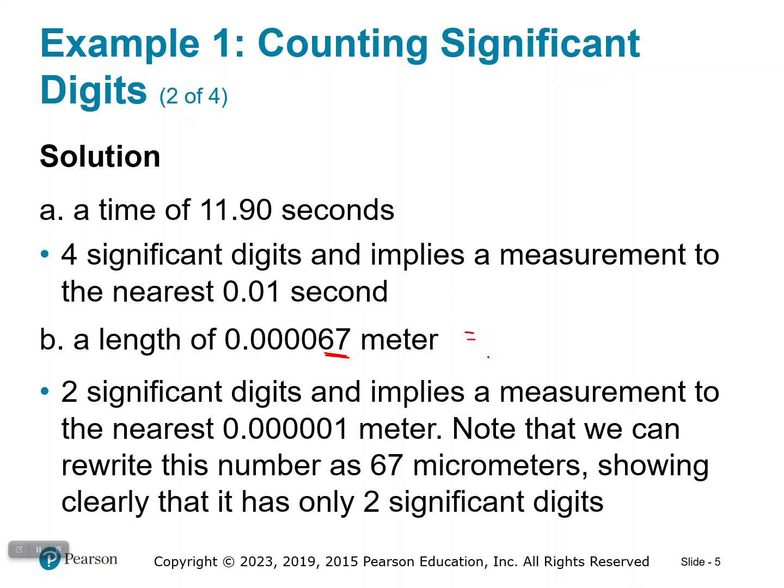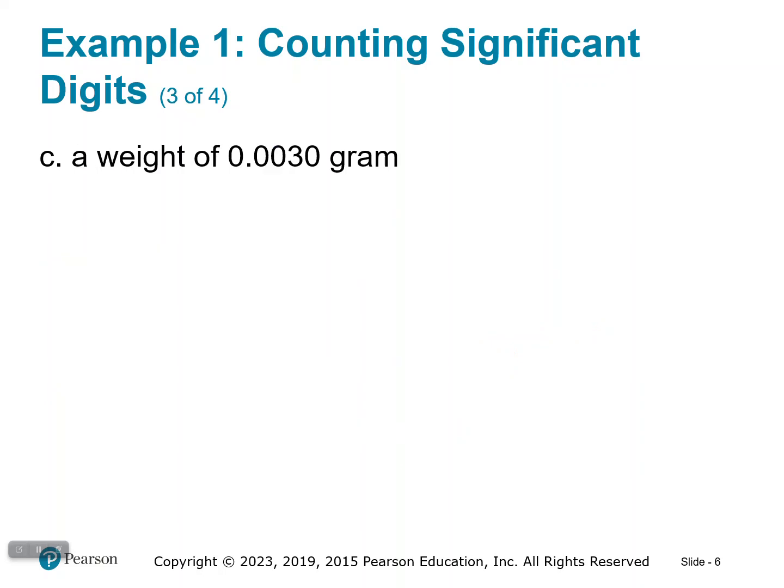We could also call this 6.7 times 10 to the negative 1, 2, 3, 4, 5. And in scientific notation, it's a lot easier to see that there are only 2 significant digits.